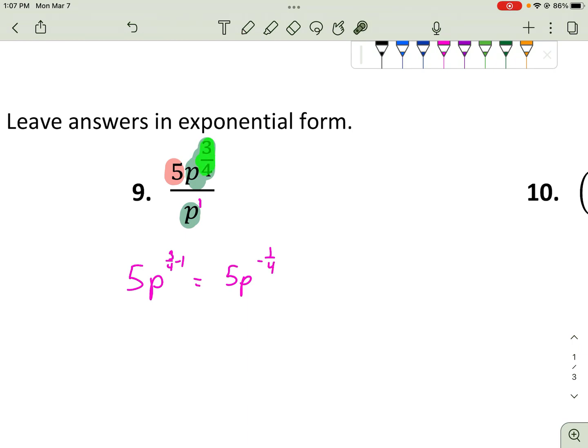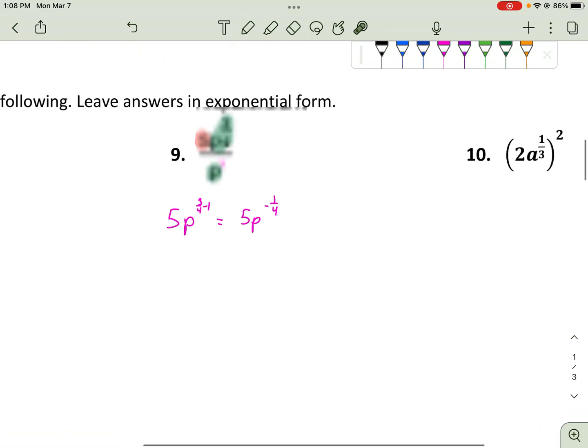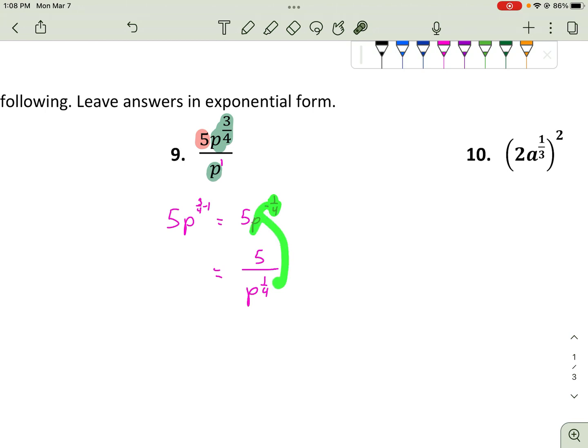So I'm doing the top exponent minus the bottom exponent, and then the answer goes on top. But no negative exponents in here. The directions should probably say that. So this equals 5 over p to the 1/4. Remember, a negative exponent just means this thing goes to the bottom. So that's how you do that.